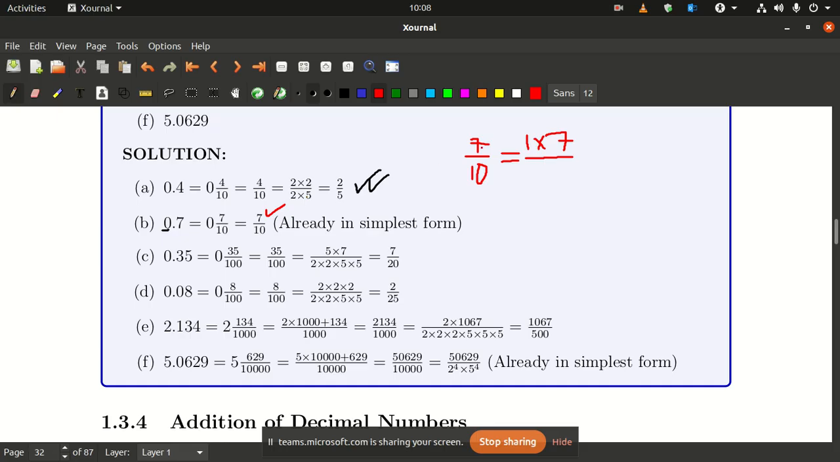So the only prime factors of 7 are 1 and 7, so we are not going to cancel anything out. Hence, we leave it as that. If you look at this 8 here, the prime factors of 8 are 2, 2, 2. So we're multiplying 2's out so that we can cancel things out. So we are left with 2 over 25. 5 times 5 is 25. I hope you get this.